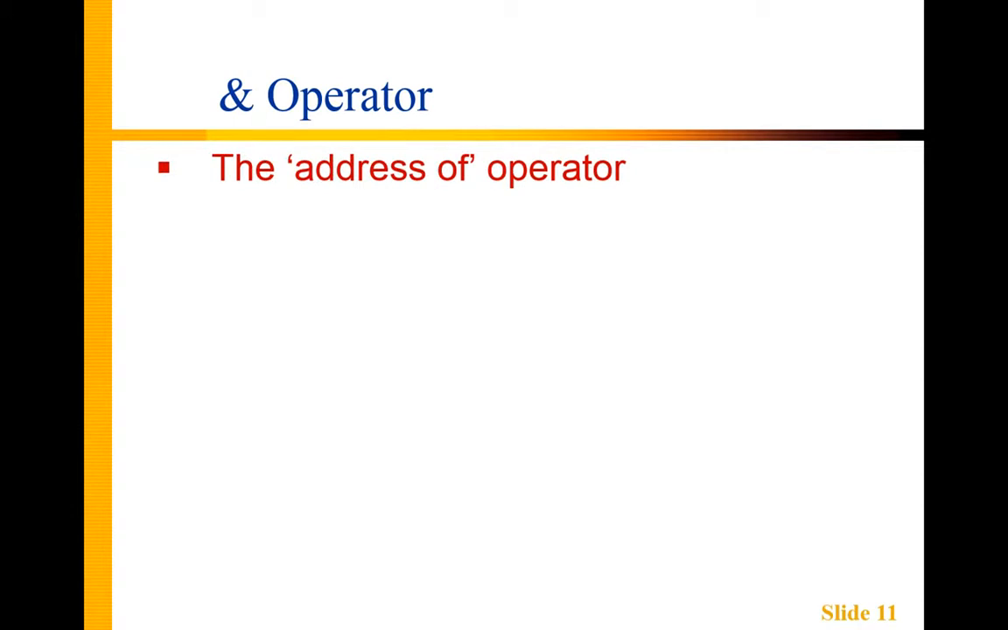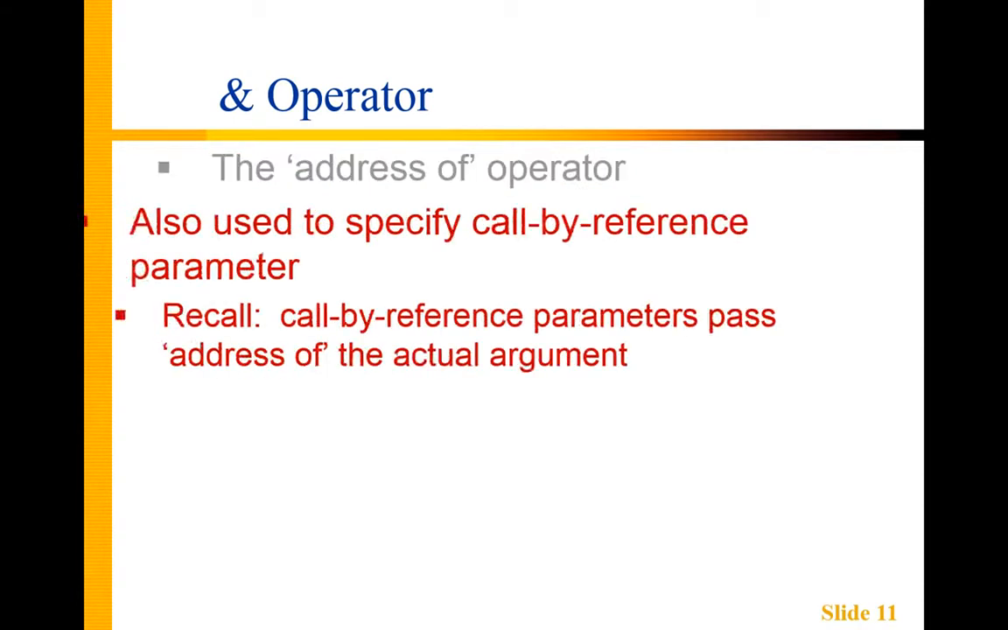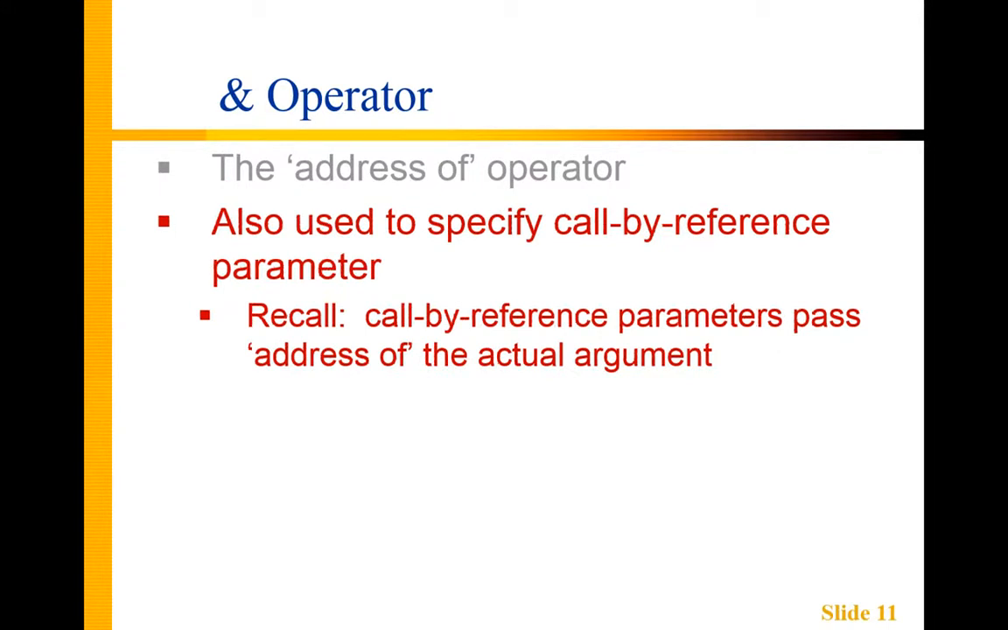So the ampersand operator is the address operator, also used to specify call by reference parameters. Whenever you're calling functions and you want to be able to access that one variable and change the data in that one variable, this is how you would do it. Otherwise, you'll just make a copy of a variable. There's by value and then there's by reference. By value allows you to copy or make a duplicate of that variable.